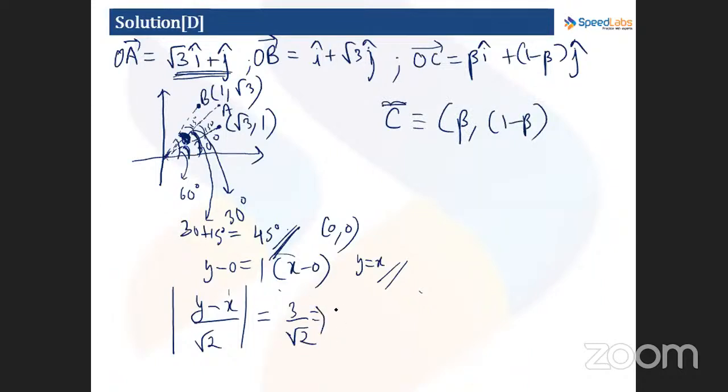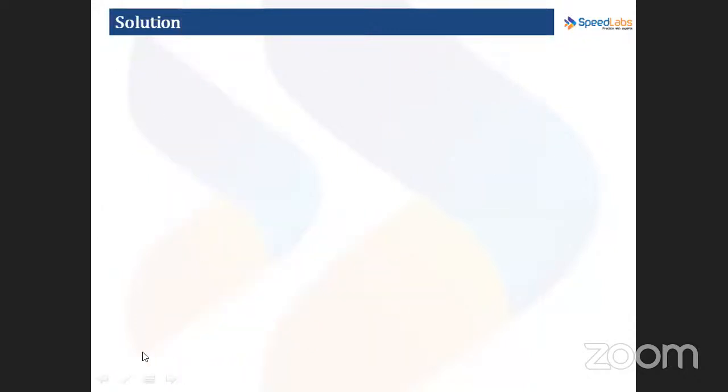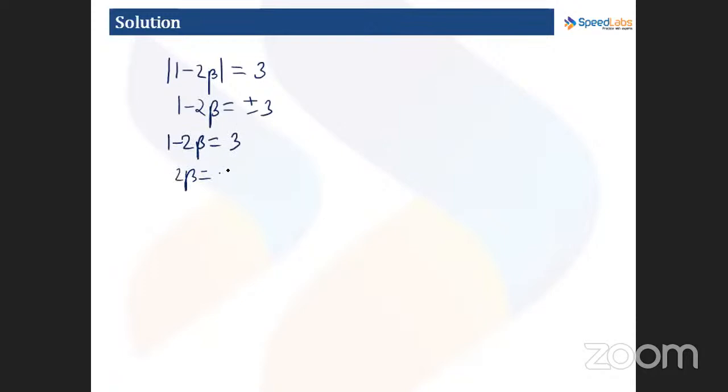So now this is simple. 1 minus 2 beta upon root 2 equal to 3 by root 2. So this is mod of 1 minus 2 beta equal to 3. So 1 minus 2 beta equal to plus minus 3. If I consider the plus sign first, then 2 beta equal to minus 2, beta equal to minus 1. And if I consider the negative sign, 1 minus 2 beta equal to minus 3, 2 beta is 4, beta is 2.